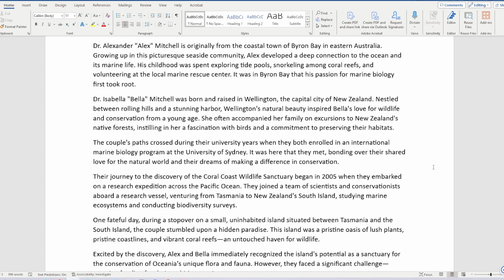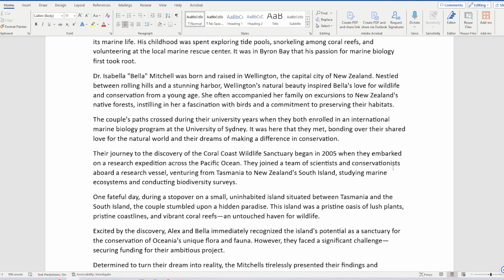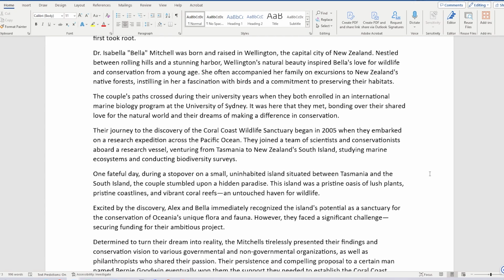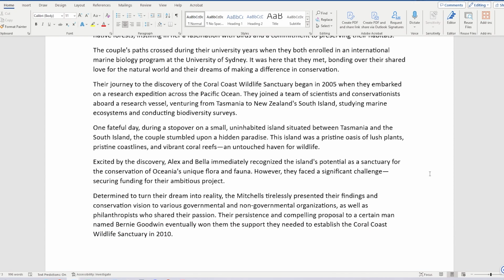And the couple, they crossed paths during their university years when they were both enrolled in the marine biology program at the University of Sydney, and they just shared a huge bond for the natural world. They love to travel, so the journey to Coral Cove actually began in 2005. They embarked on a research expedition, and it's actually that vessel, which you'll see me add here, that they have parked at Coral Cove now, which you'll see in the port from time to time.